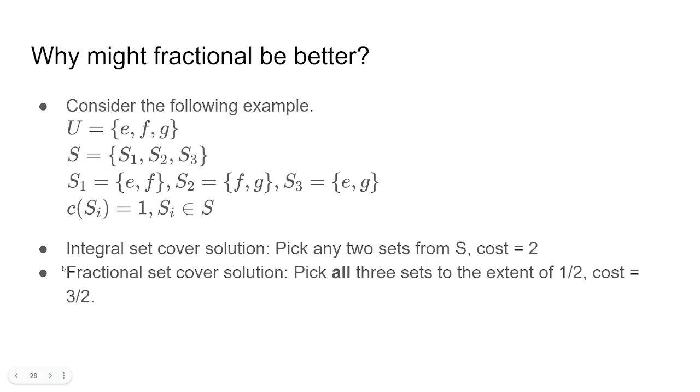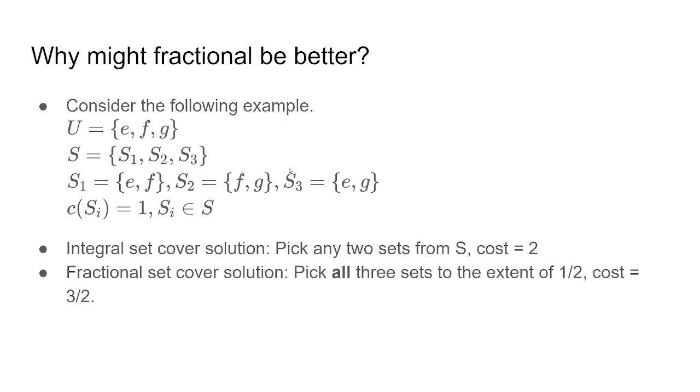But if you look at the fractional set cover solution, we pick all three sets, S1, S2, and S3, to the extent of 1/2. So if you pick S1 to the extent of 1/2, you essentially have one half of E, one half of F, right? If you pick one half of S2, you will have one half of F and one half of G. So now you have one half E, the whole F, right? And then one half of G.